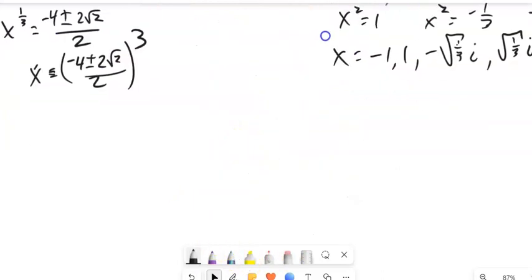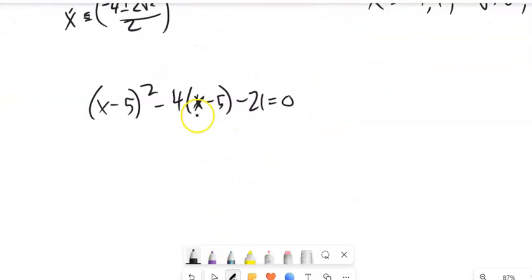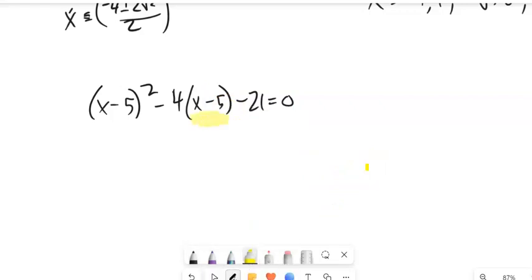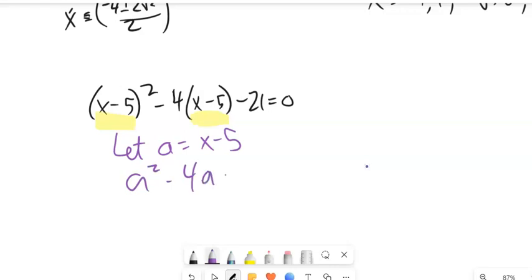All right, one more example I want to do like this. If you're solving this, you could multiply this out, square this, distribute that negative 4, and then try and factor it. But I'm going to take advantage of the fact that this is actually in a quadratic form. Notice I have this middle term of x minus 5 and this first term of x minus 5 squared. So let's let a equal x minus 5. So clever. So I have a squared minus 4a minus 21 equals 0. Go to factor that, negative 7 and 3.